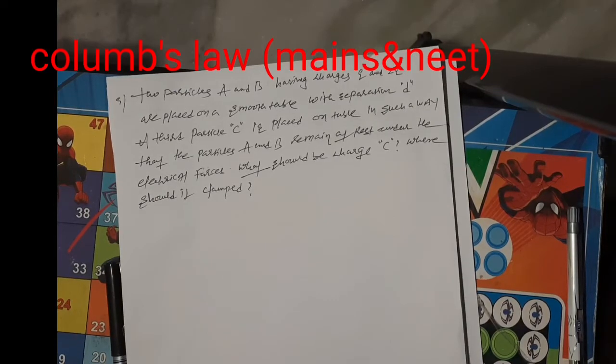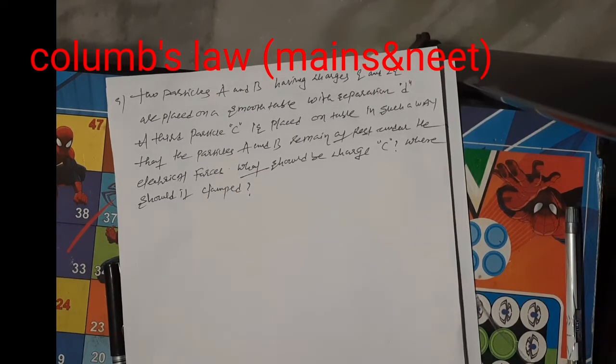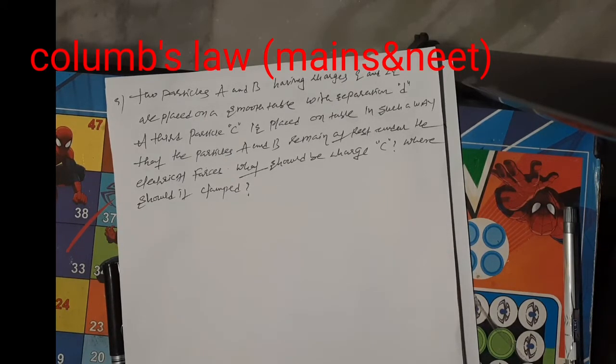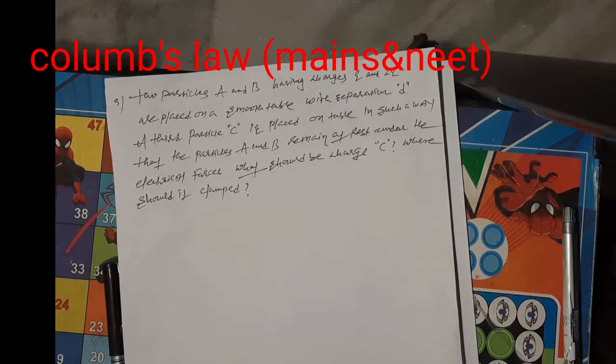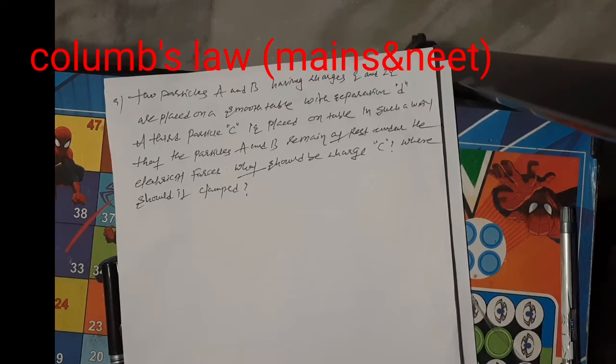So now we are going to discuss another problem based on Coulomb's law, a very important model. Here the problem is: two particles A and B, having charges Q and 2Q, are placed on a smooth table with a separation D.